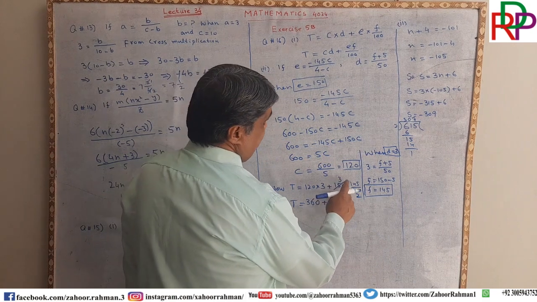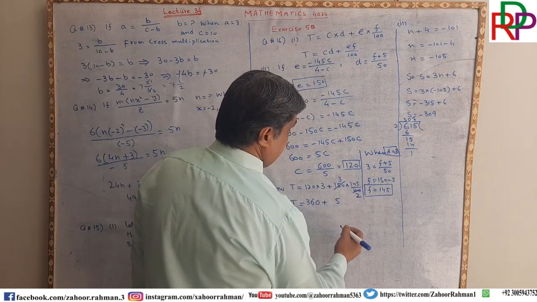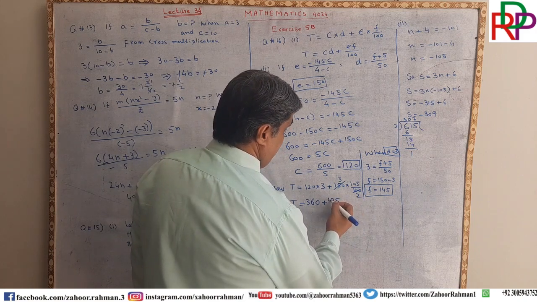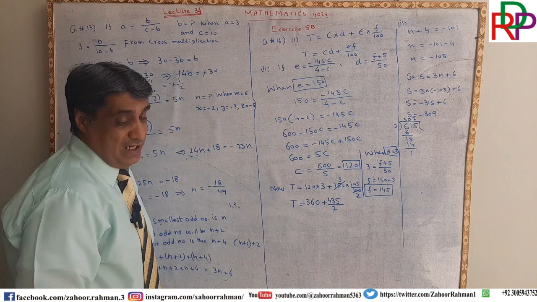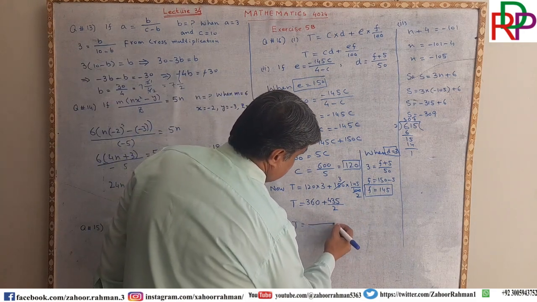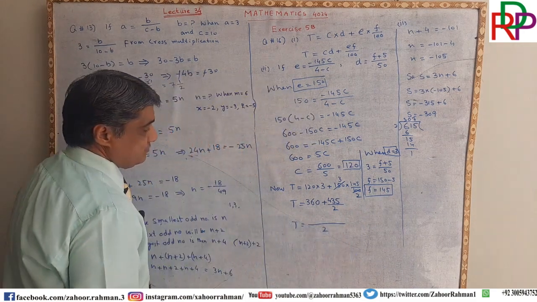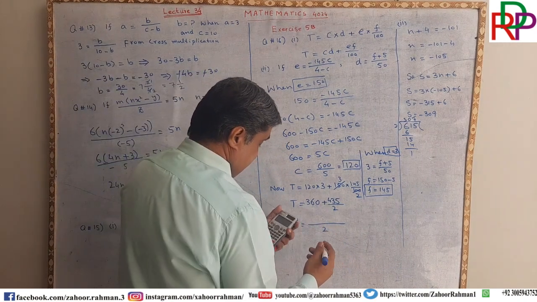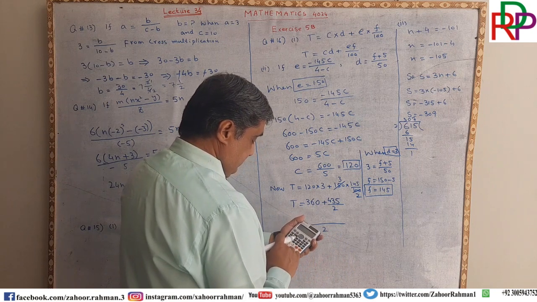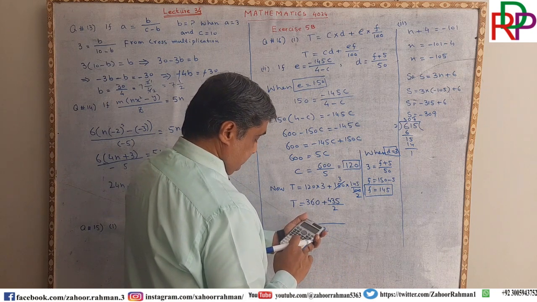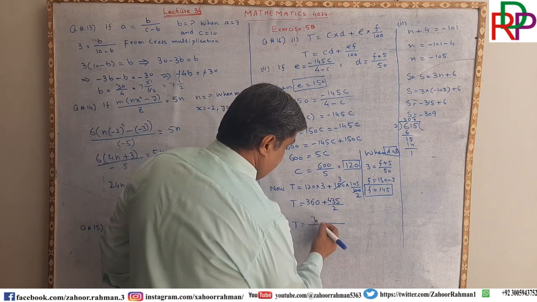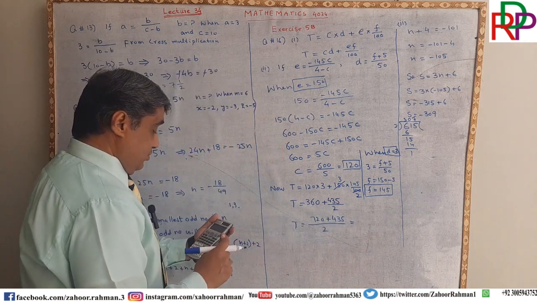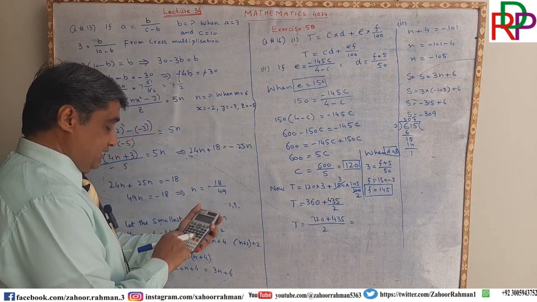Now I have to multiply this with this. 3 5s are 15, 3 4s are 12, 13, 3 1s are 3, and 435 divided by 2. Now I have to take the LCM as 2, and then I have to multiply this 360 by 2. So it means 720 plus 435. Now 720 plus 435.